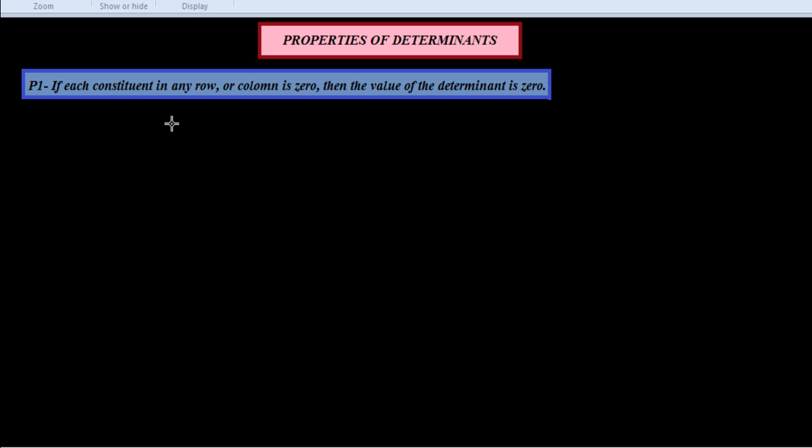Hi friend, in this session we will see the properties of determinants. We have basically 9 properties for solving a determinant. The first property: if each constituent in any row or column is 0, then the value of the determinant is 0. Now I will explain how to solve this.